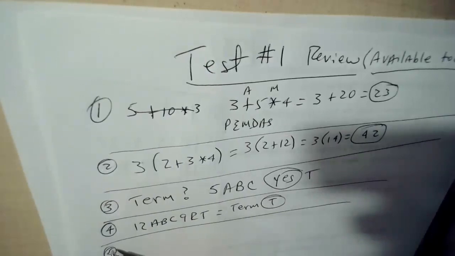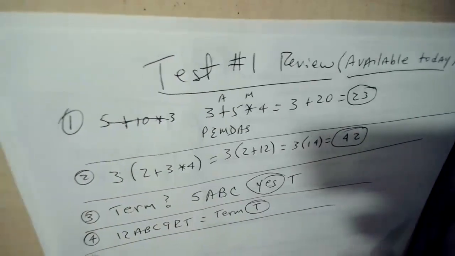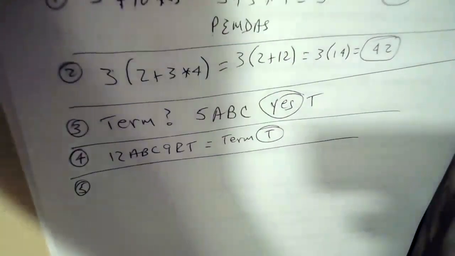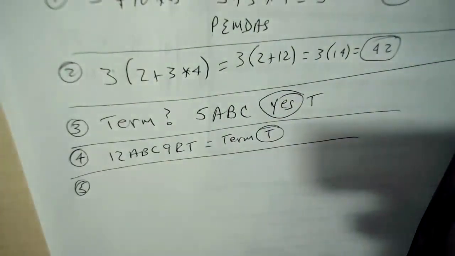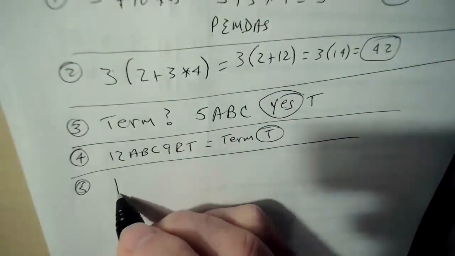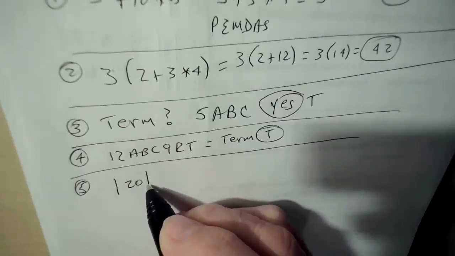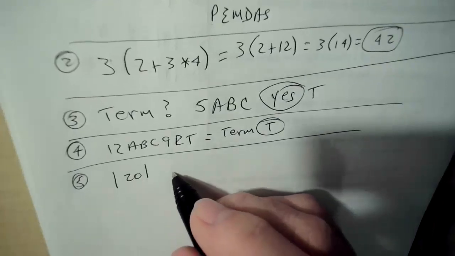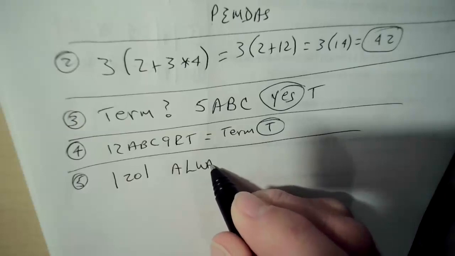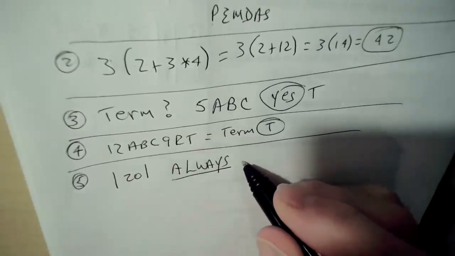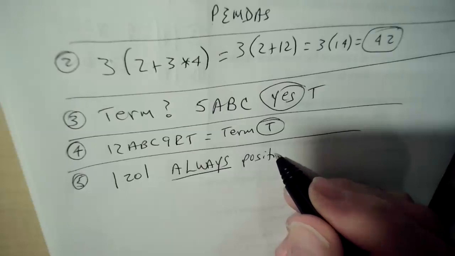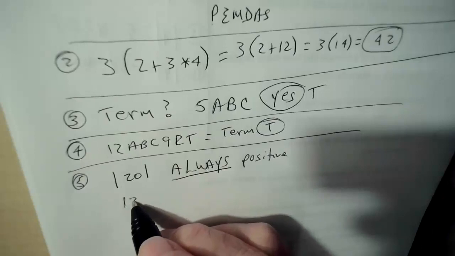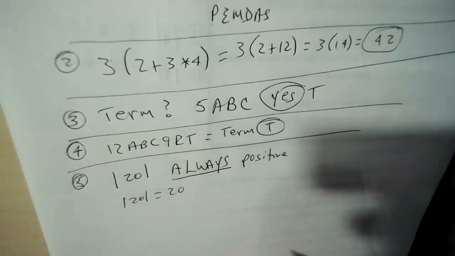Number 5. This one is evaluate the following. I hate to use these words, evaluate and things like that, but you're going to see that on the final exam. So get used to seeing them. The 2 vertical lines here mean the absolute value. Remember, absolute value is always positive. So the absolute value of 20 is 20.